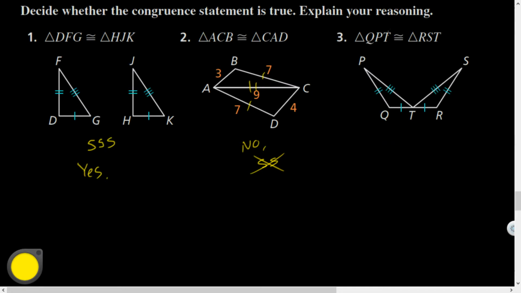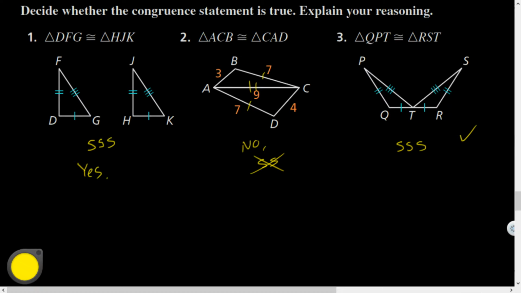It looks like these would be congruent by side, side, side. But my question is, did they name these triangles in the right order? QPT, RST. Looks like, yes. So that's a good one. I like it. I believe it. Good times.